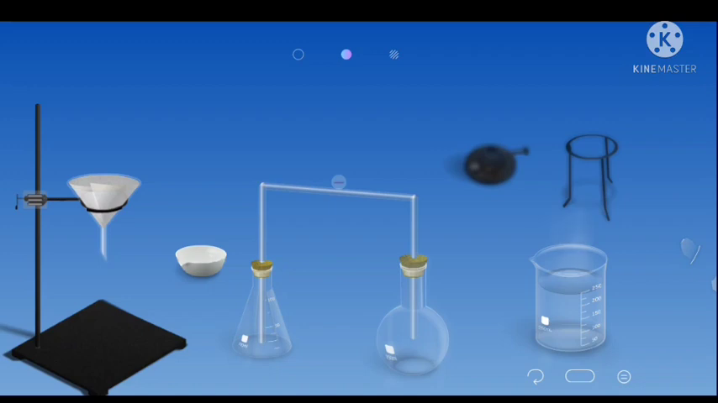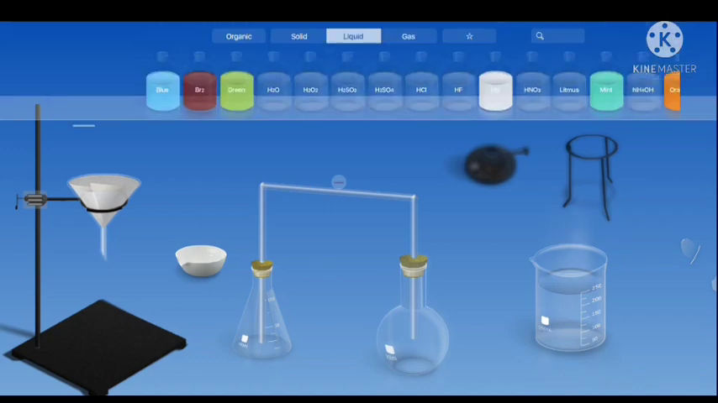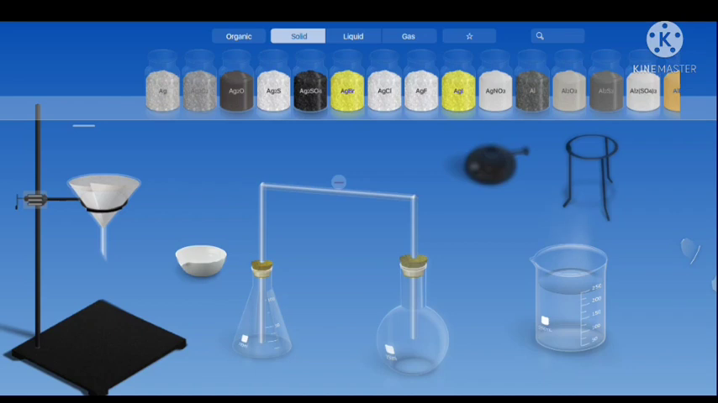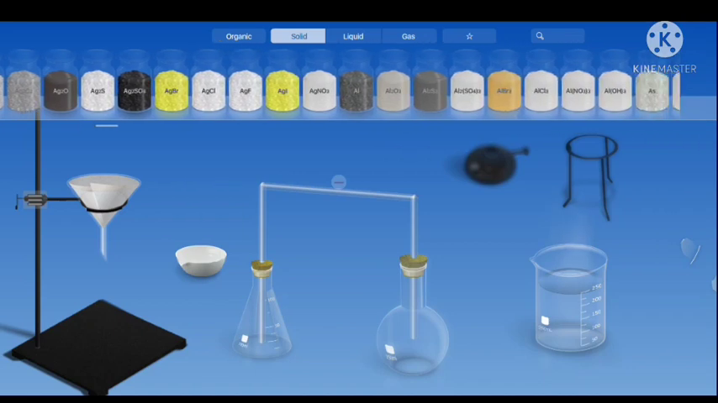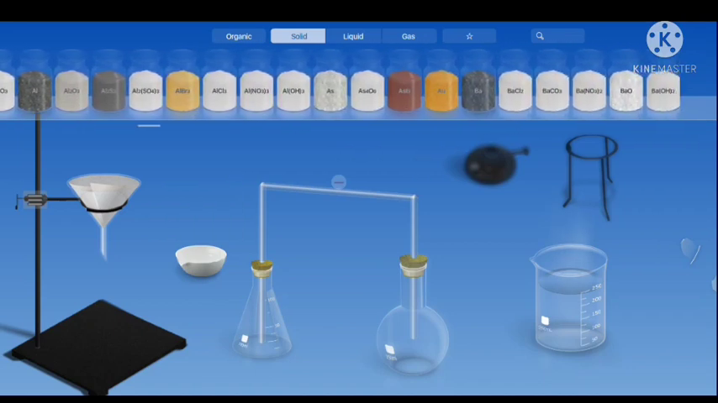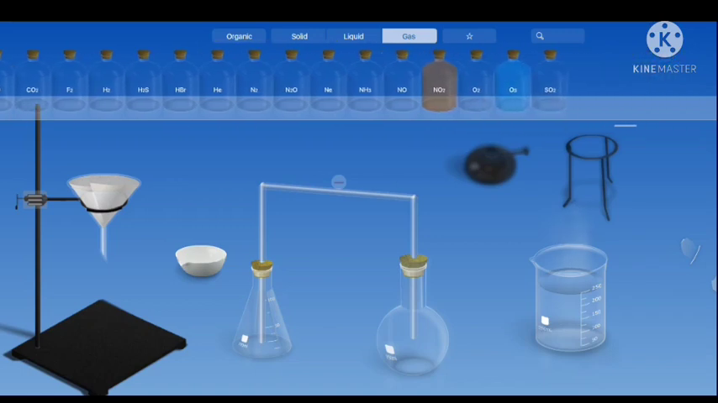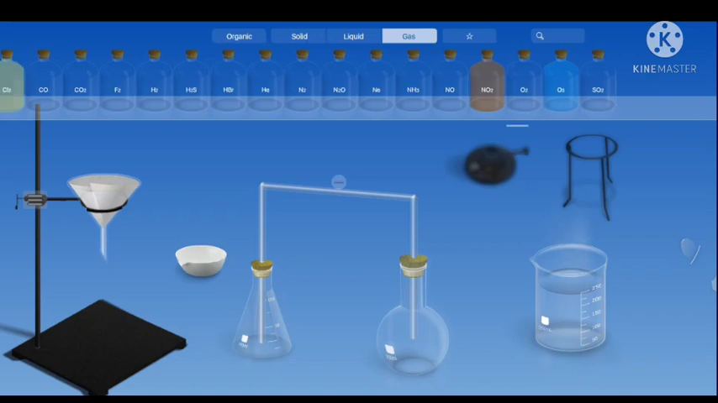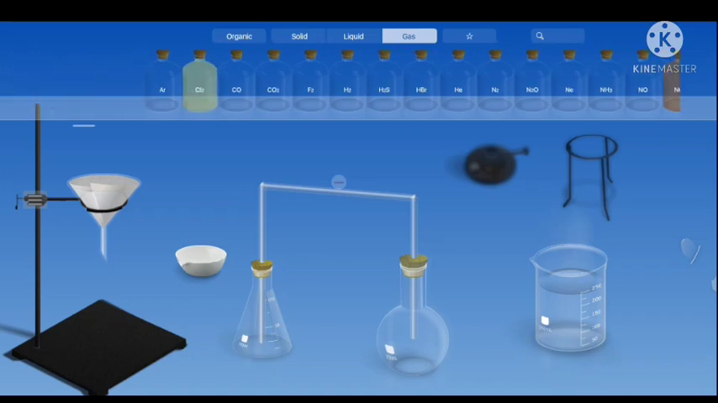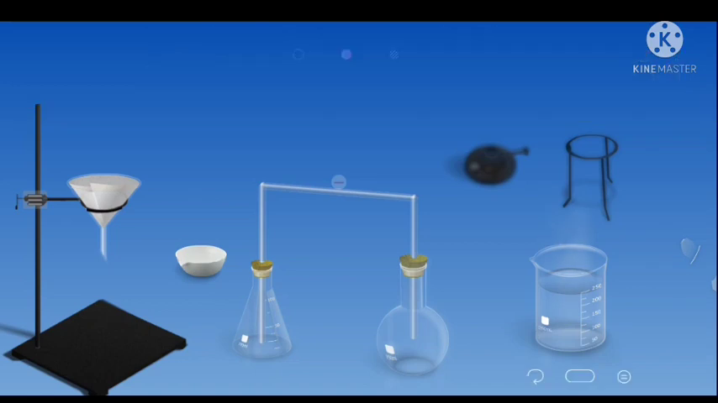Also I have a lots of chemicals. You can see this is a liquid chemicals, this is a solid chemicals, all chemicals are there, and these are the gas, many gases are there. So we use the every chemicals and every liquid and solid in a chemical practical. So in next class we will conduct some simple practical.